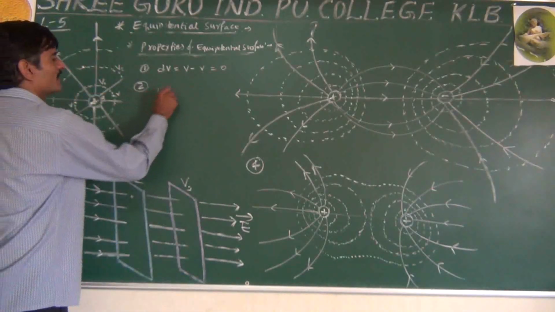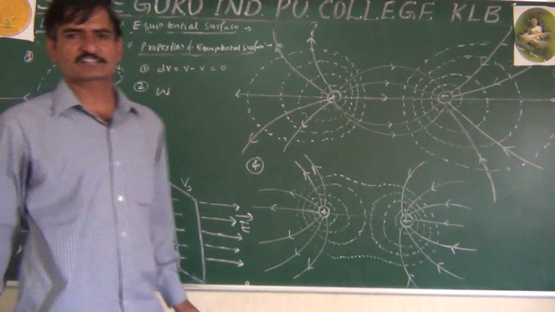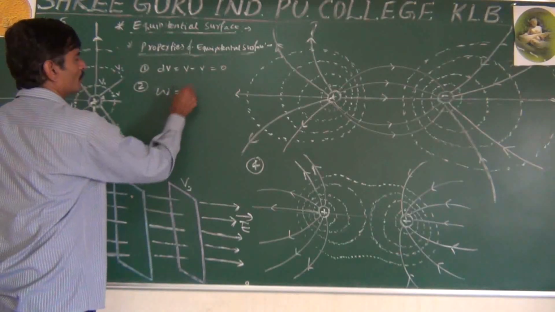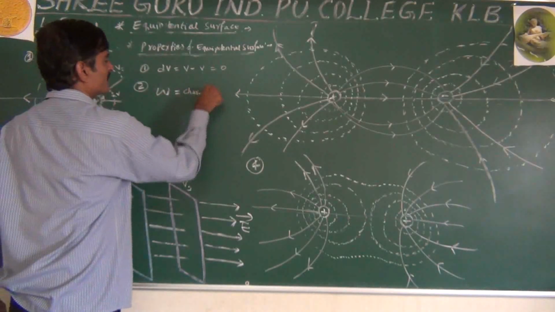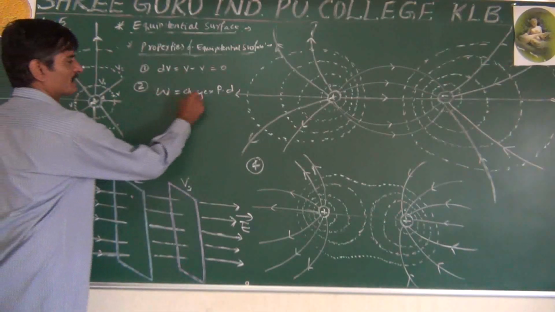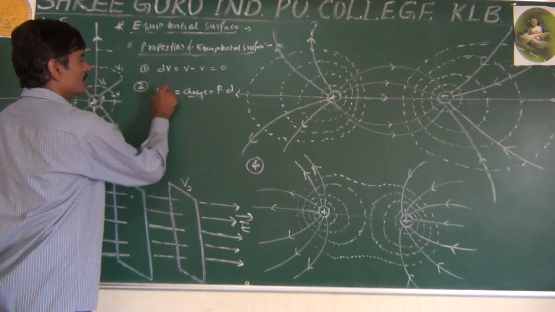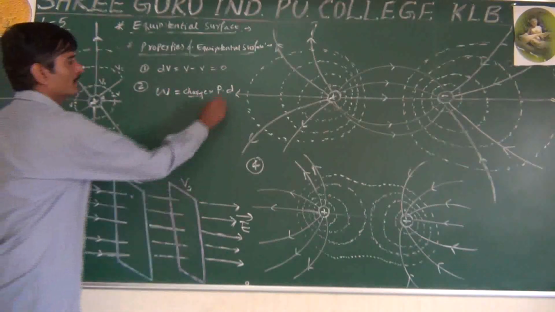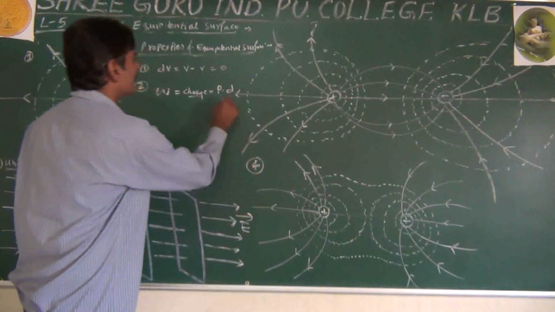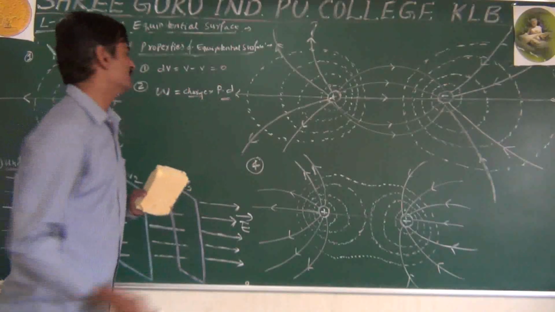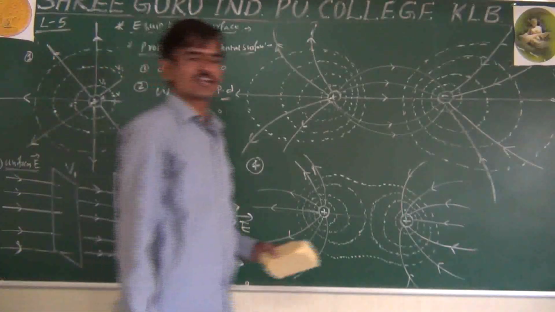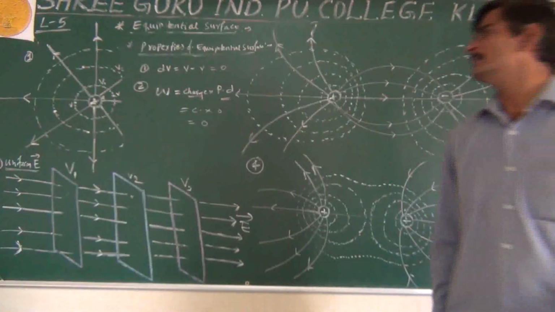How? See here. We have already studied in the first lecture that work done is equal to charge into potential difference. Correct? The work done to move a charge is given by work done equals charge into potential difference. So now, for work done to move a charge on an equipotential surface, the potential difference is 0. So charge into 0, you get 0. So the work done in moving a charge on an equipotential surface is 0.